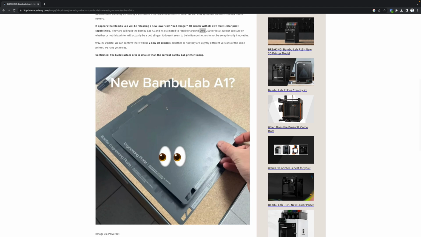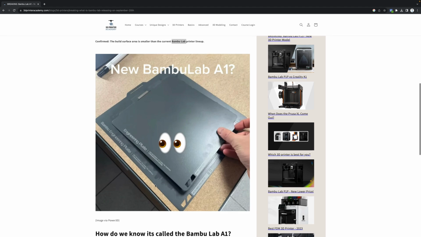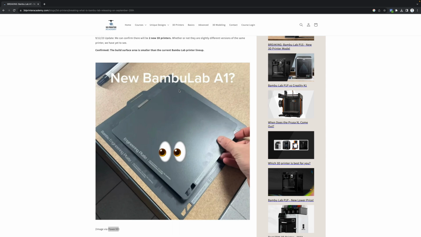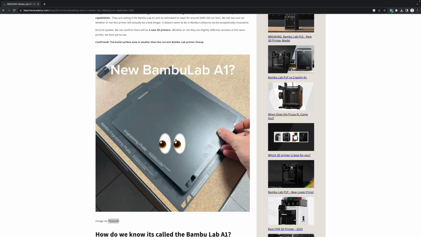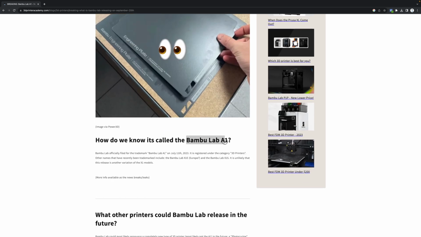And here, I'm fairly certain this is real. It'd be very hard to fake this. So I'm saying this is confirmed that the build surface area is definitely smaller than the current Bambu Lab 3D printer lineup. So here you see this was leaked by Power3D. I don't think he was supposed to leak this, but we have the regular Bambu Lab X1 Carbon, or the P1P or the P1S build plate. You can see it's 256 by 256. So this looks like the new build plate will be about the same size as an Ender 3, probably around 210 by 210 millimeters.